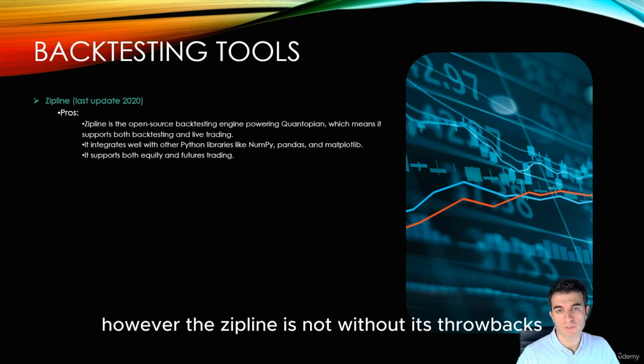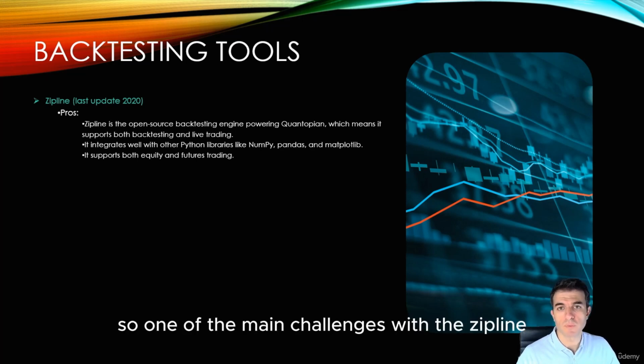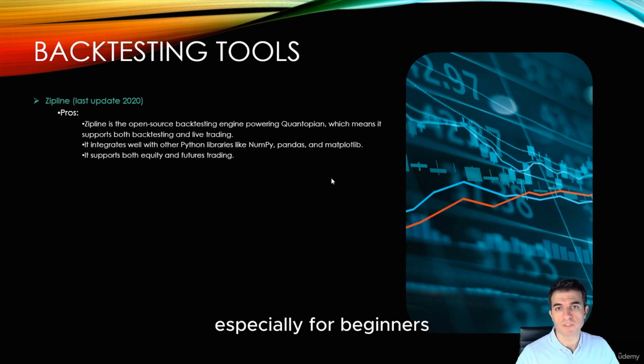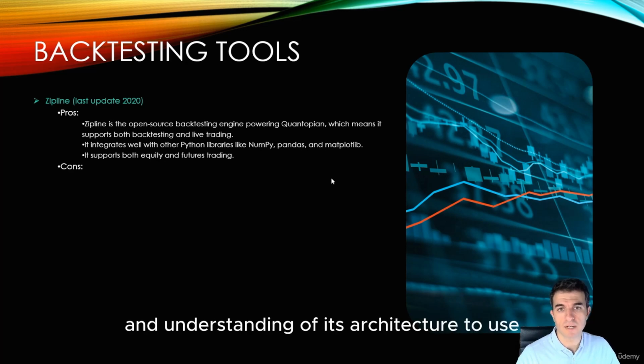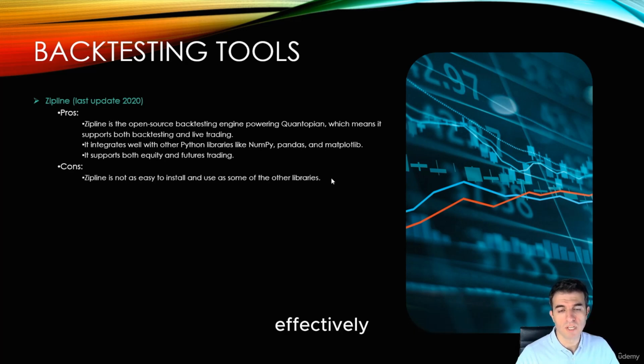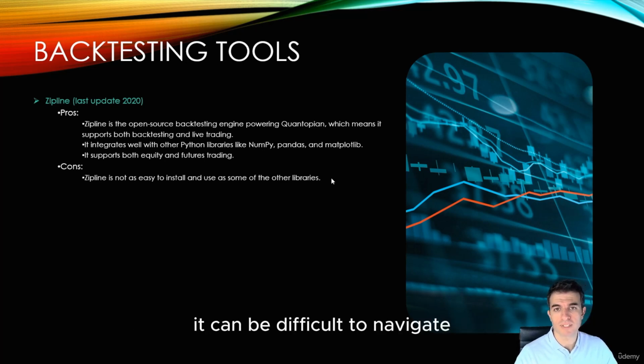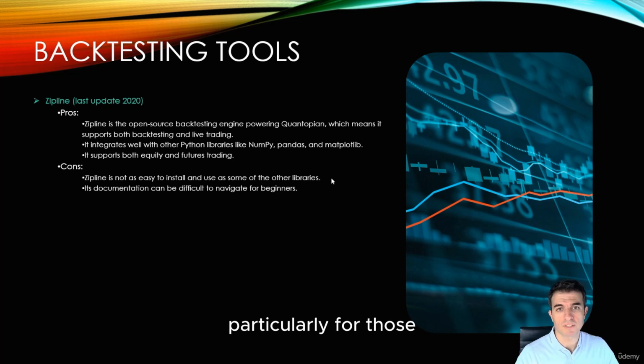However, Zipline is not without its drawbacks. One of the main challenges with Zipline is that it can be difficult to install and use, especially for beginners. It requires a specific setup and understanding of its architecture to use effectively. Furthermore, while Zipline has extensive documentation, it can be difficult to navigate, particularly for those new to algorithmic trading. The learning curve can be steep, but once you get the hang of it, Zipline can be a powerful tool for backtesting trading strategies.